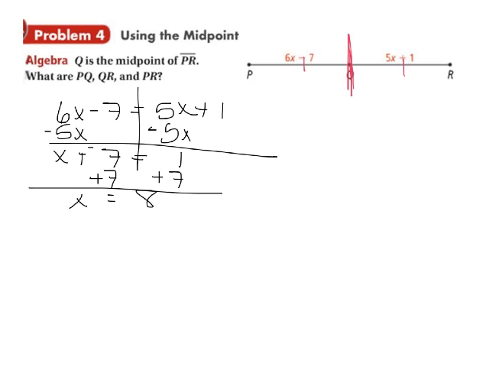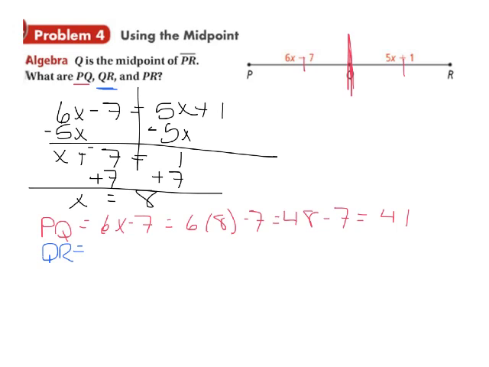Remember, we're not done. Now we got to figure out what is, let's start with PQ, and PQ is 6x minus 7, so replace your x with 8, and we get 48 minus 7, so we get 41. All right, next one we'll do is QR. QR is equal to 5x plus 1. Replace your x with 8, 40 plus 1. Therefore, it's 41. And honestly, we didn't have to figure out what QR is because they have to be equal.